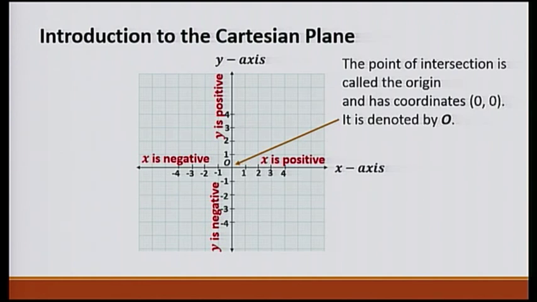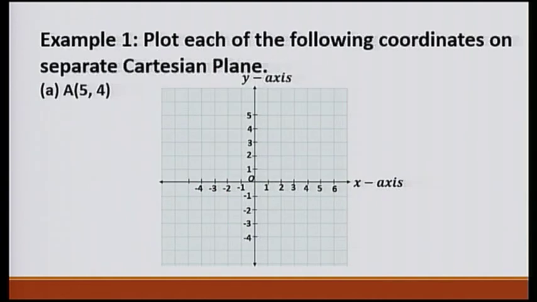An easy way to remember which of the x-coordinate or the y-coordinate is written or read first is to think of the letters in alphabetical order. As x is before y in the alphabet list, we always write or read the x-coordinate first, followed by the y-coordinate. Let's have a look at example 1.